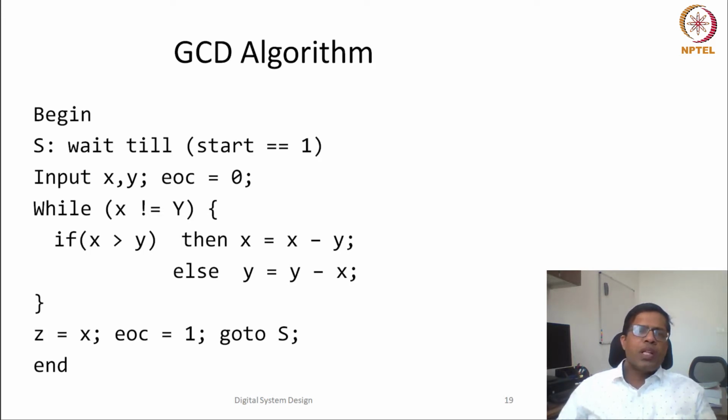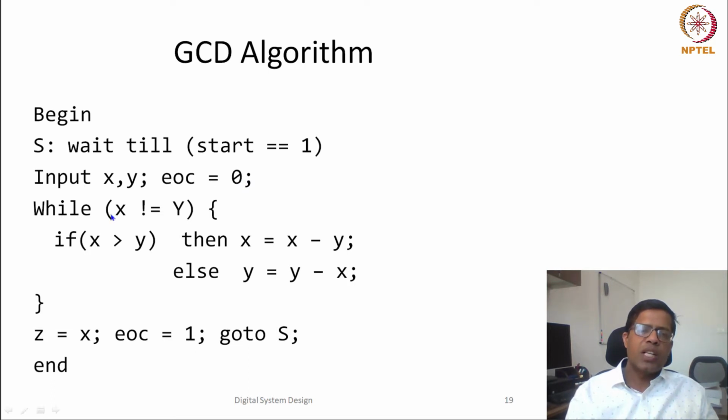So the algorithm, we can say, would start with S, which is a label. S says that until start is 1, we are still waiting. That means we are still at the S label until start equals 1. If start is 1, only then we will go to the next line. Otherwise we will keep on staying at this particular line. When start becomes 1, then we will take input x and y. Basically x and y would be read into some registers, and end of computation has to be assigned to 0 at that time.